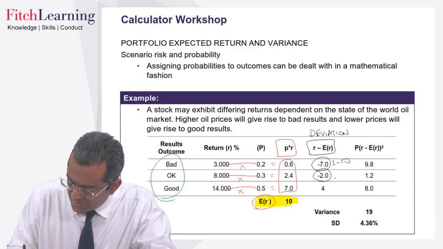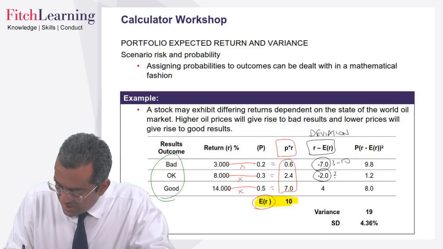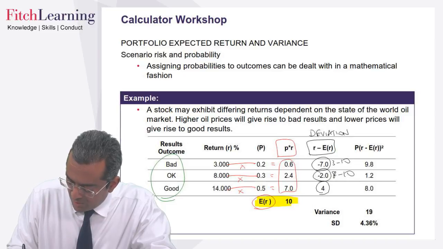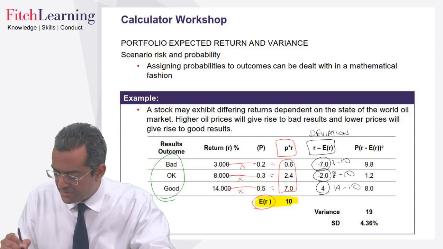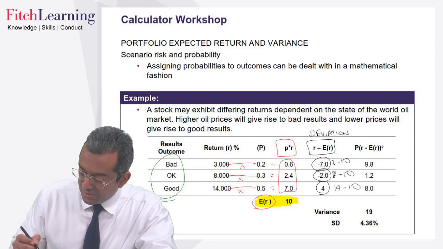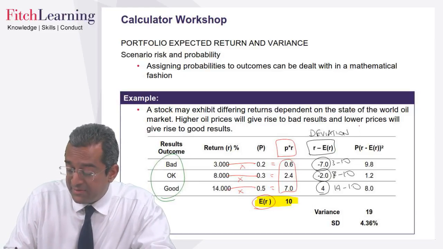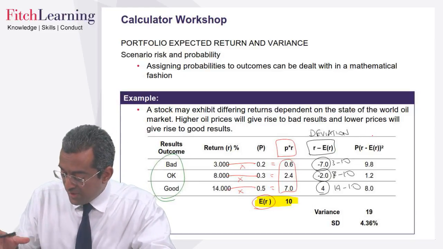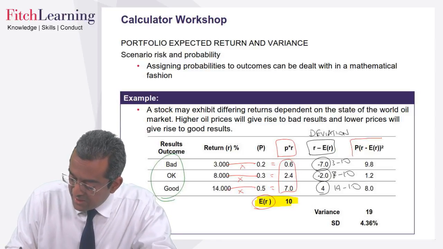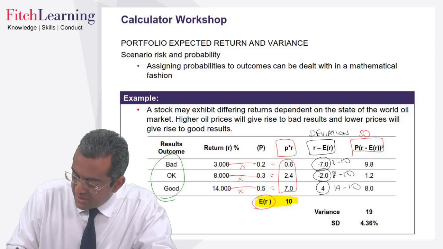Or we've got 8. Yes, so 8 minus 10. Or we've got 14 minus 10. Where these numbers come from. And as you know, standard deviation is about a squared. You square the term first, and then you root finally the answer. So our next column is square deviation.